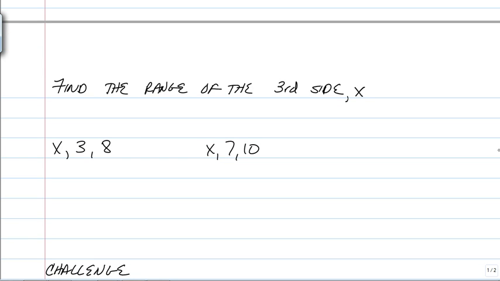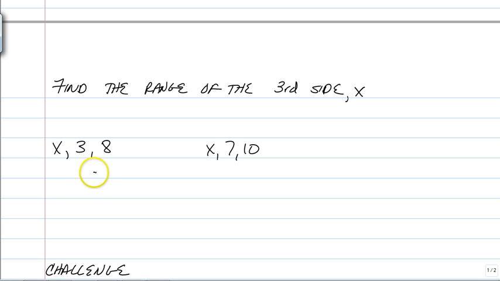Last question. Find the range of the third side. So 3 and 8. Let's pretend those are the small ones. They have to add up to be bigger than the third one. But let's also pretend that one of these guys is the biggest one. Let's pretend 8 is the biggest one. Then x needs to add up to be bigger than 8, so he would need to be bigger than 5.